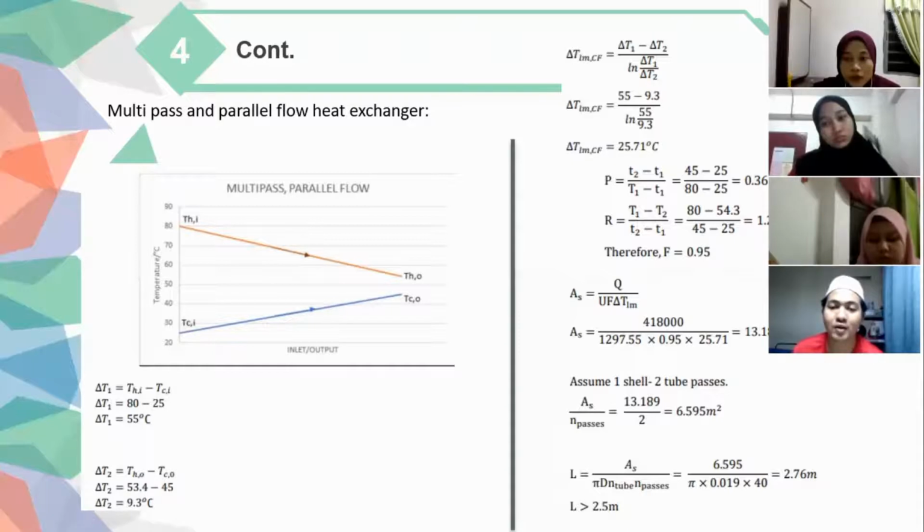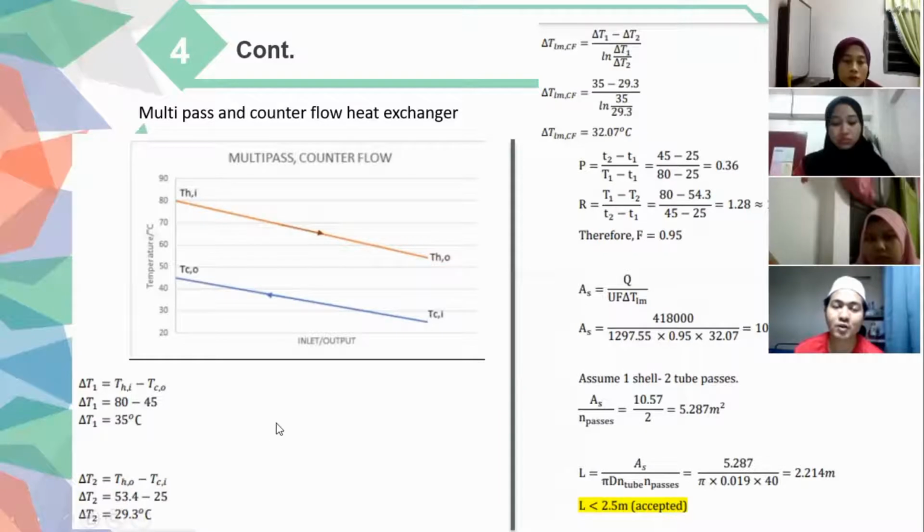After that, we can find the surface area using this equation, and we get 13.189 square meters. We assume this exchanger has one shell and two tube passes, and we got the length of the heat exchanger as 2.76 meters. However, this length is also greater than 2.5 meters. So we can't use this design. Next slide.